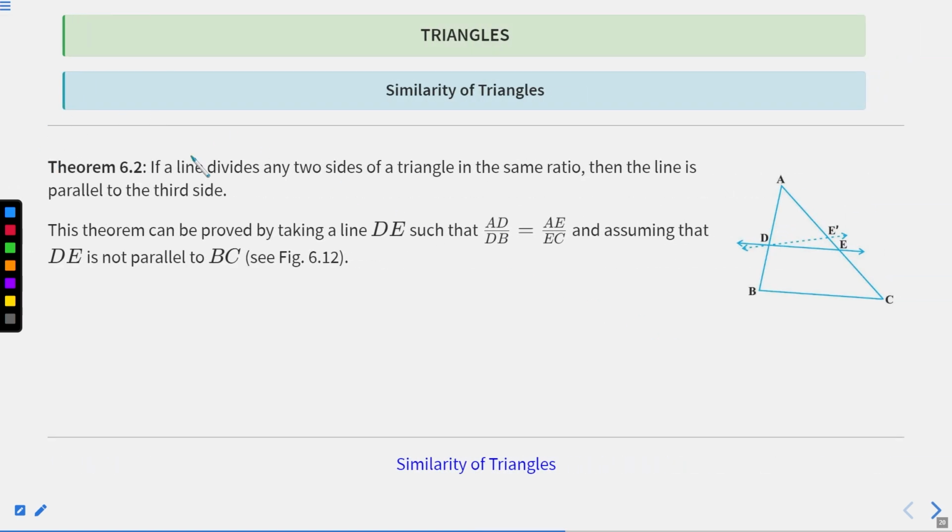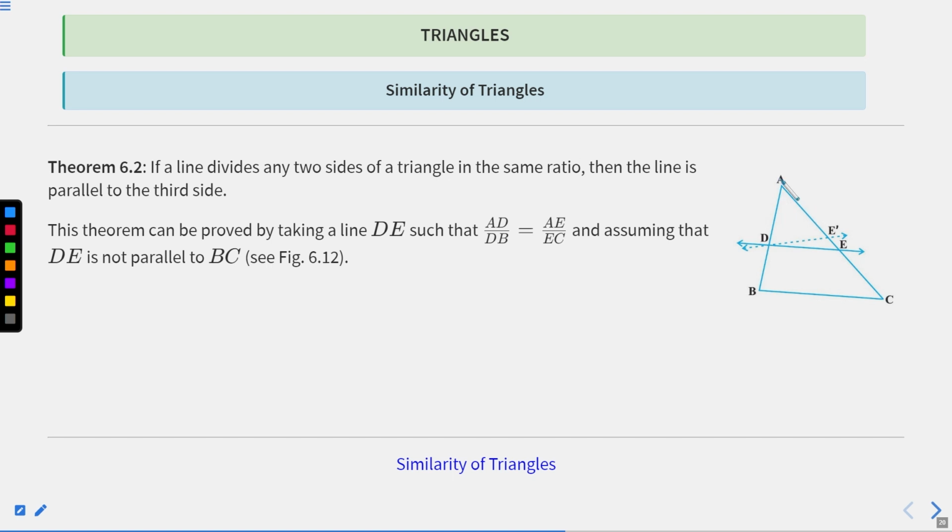And now theorem 6.2. This theorem says, if a line divides any two sides of a triangle in the same ratio, then the line is parallel to the third side. So if a line DE divides any two sides AB and AC in the same ratio, then this line is parallel to the third side, that is BC.